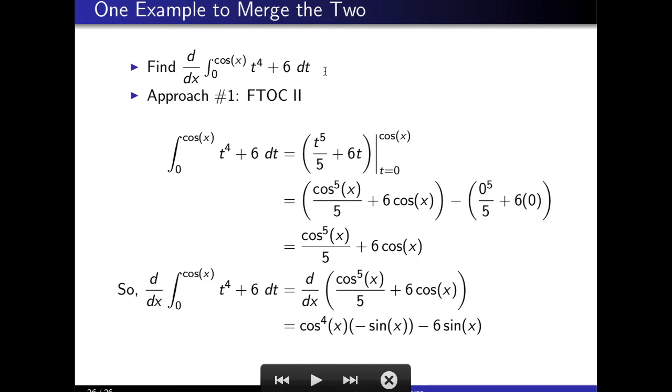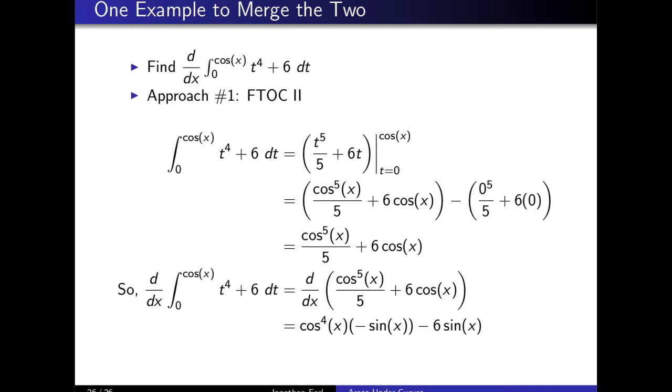The second part of what we need to do here is find the derivative with respect to x. In other words, find the derivative with respect to x of cosine to the 5 over 5 plus 6 cosine. Well, that's easy enough. We know how to do that. That's just finding a derivative. We've done this hundreds of times at this point. And we get cosine to the 4 times minus sine of x from our chain rule, minus 6 sine of x. Okay, so that's one way that we could do this.